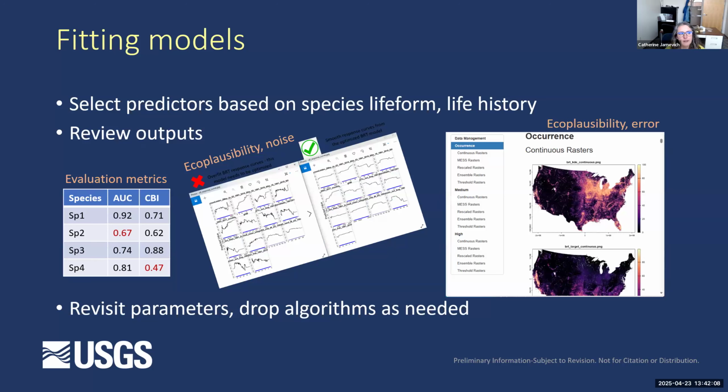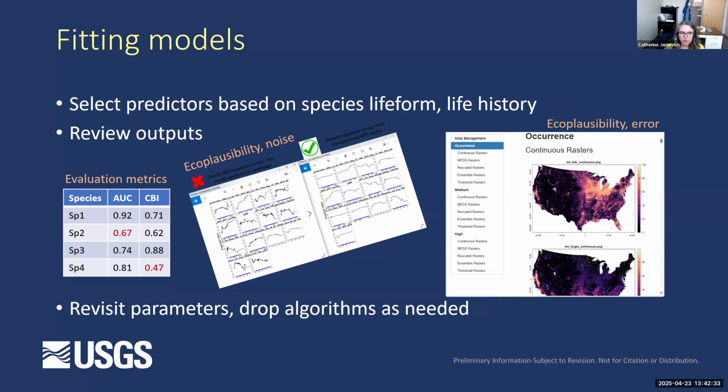And so how do we go about fitting the models? A lot of times when researchers fit models for a lot of species, they use kind of a one size fits all. Here's the set of predictors we're going to use. Here's the parameter values we're going to use in the models, and they just fit the models, and there you go. And we've taken a different approach where we really try to look at each model for each species.